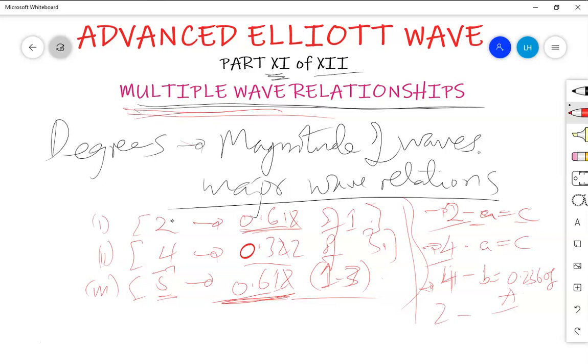In the second wave, usually wave B equals 0.6 in most cases. It may vary, it can be 0.5 to 0.6. Now I'll put 0.5 there. It is 0.5 of wave A.